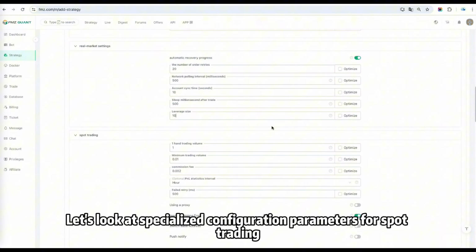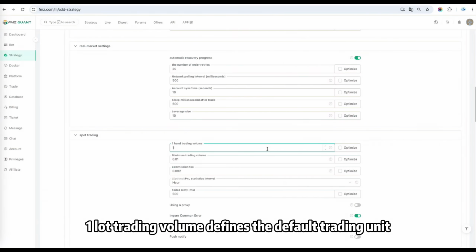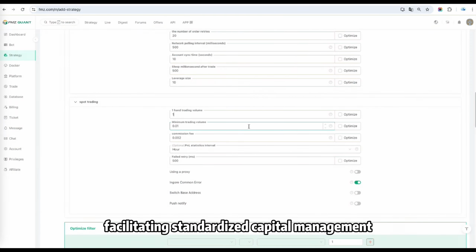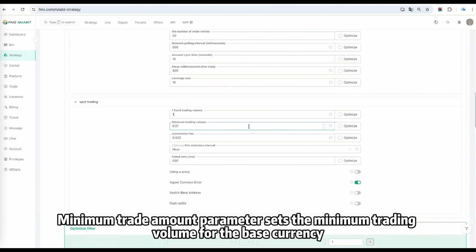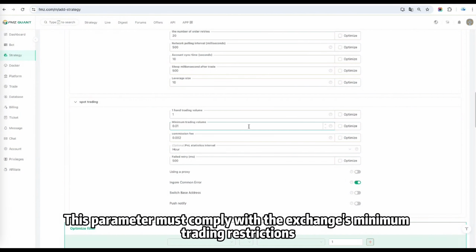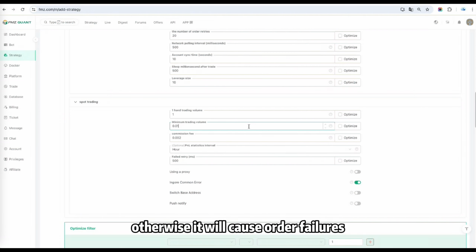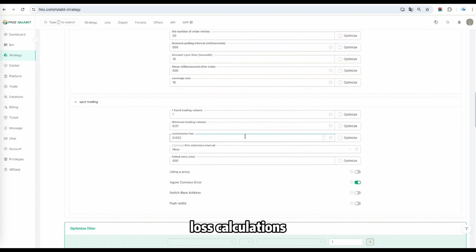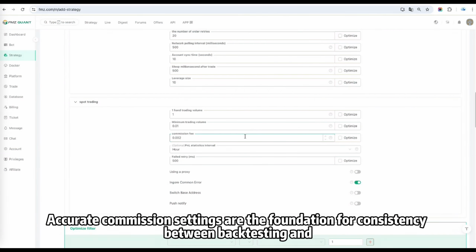Let us look at specialized configuration parameters for spot trading. One lot trading volume defines the default trading unit, only effective for spot trading, facilitating standardized capital management. Minimum trade amount parameter sets the minimum trading volume for the base currency. This parameter must comply with the exchange's minimum trading restrictions, otherwise, it will cause order failures. Commission fee for spot trading directly affects profit and loss calculations. Accurate commission settings are the foundation for consistency between backtesting and live trading.